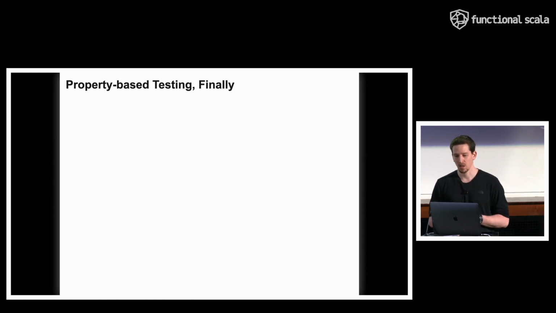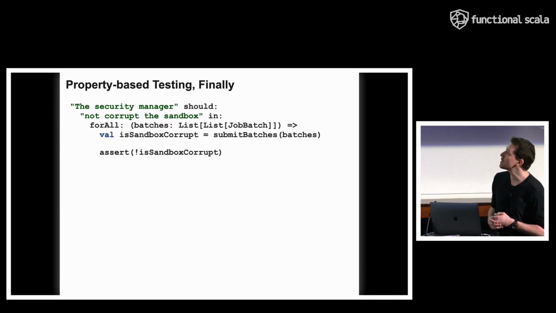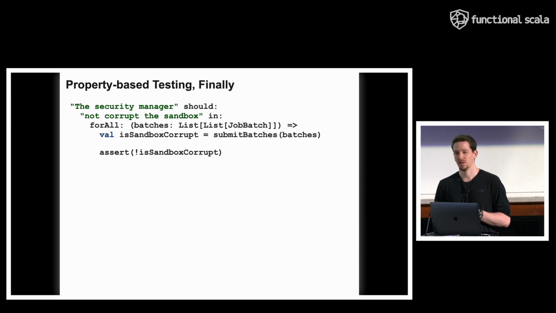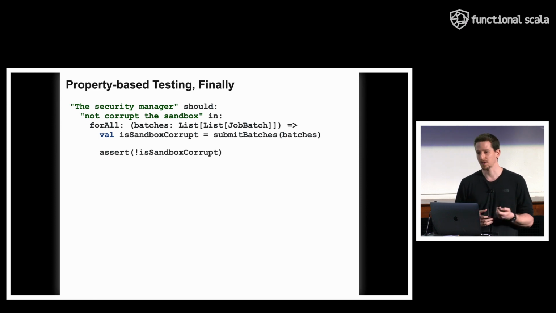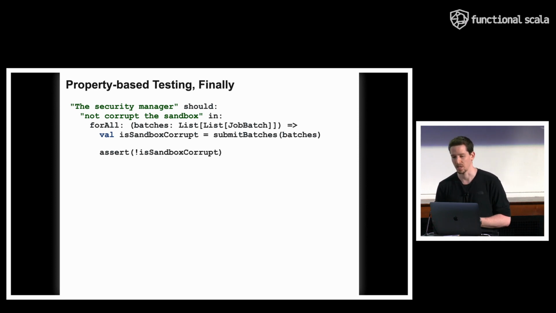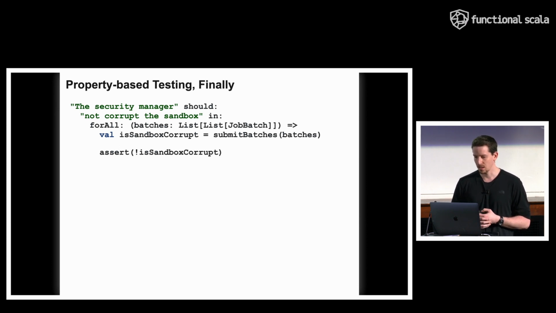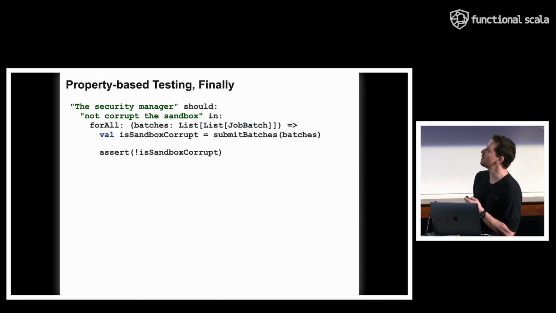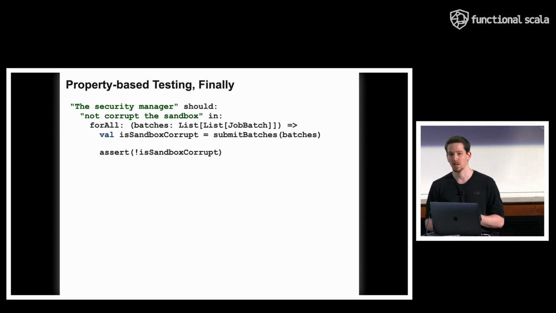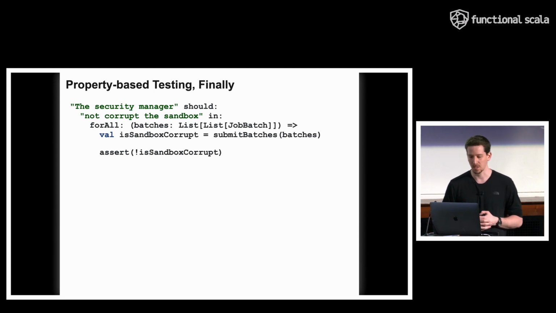So we can start by defining our very own first property. It's very similar to the original unit test, we still have the list of job batches, but instead of a regular unit test, we're doing it for all. So for every possible list of batches, our sandbox should never be corrupted. That's the property. It's a very desirable property for the system. We don't want any kind of corruption. And so, like in the last unit test, we're doing a list of batches, and it should have the capability of getting us into the problematic state.